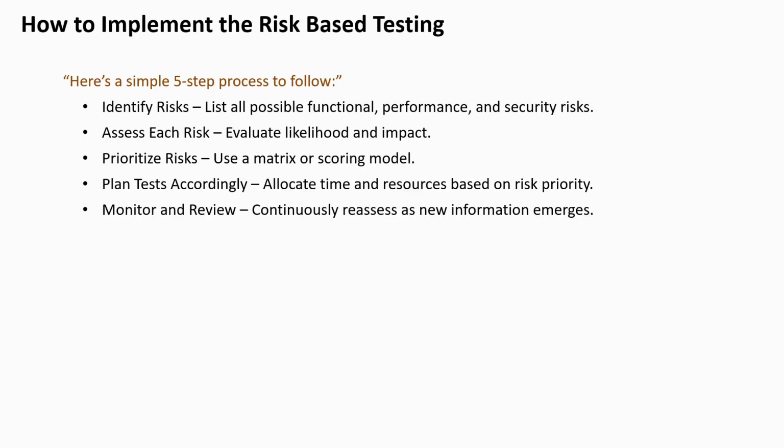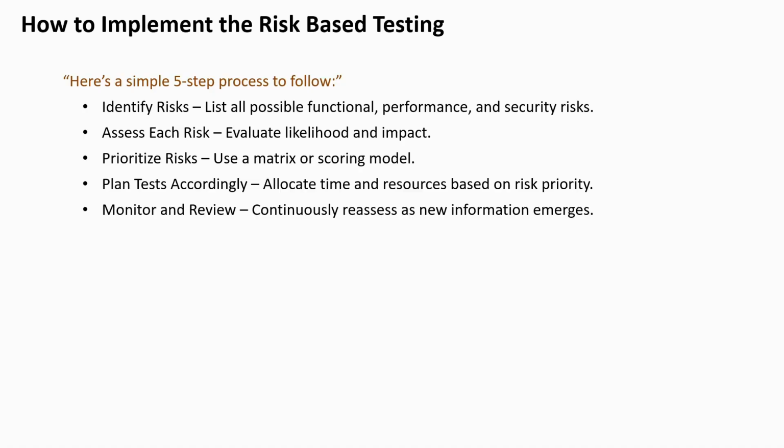First one is to identify the risk. It is the most critical part in implementing risk-based testing. List all the possible functional, performance, and security risks. Second, assess each risk. Once the risks are identified, we have to evaluate them, like how often this functionality is going to fail, and if it fails, what is the impact on the end user. Now, based on this, we can prioritize the risks. We can give the risk score, or we can identify the risk levels.